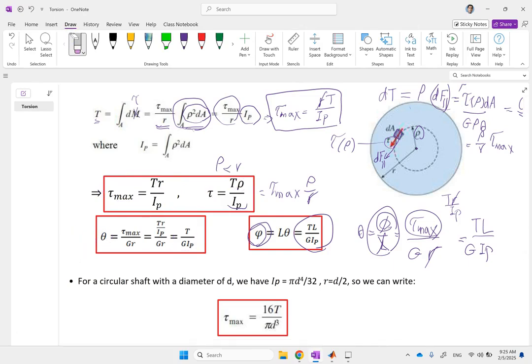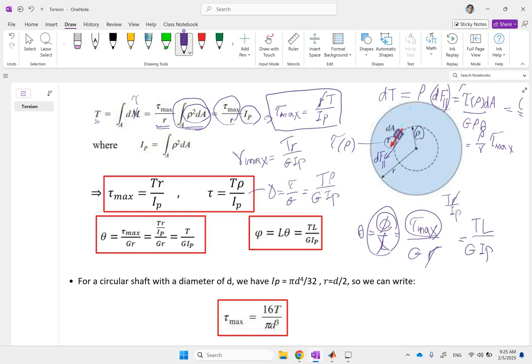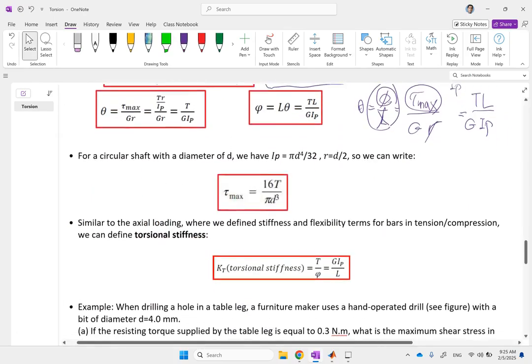Now, if somebody says, what is the shear strain, gamma? Well, all you need is to divide tau by what? By G. So clearly, if we want gamma, this is tau over G. So it is going to be T rho over GIP. Or if you want gamma max, clearly it's going to be TR over GIP. Right? So you can find the shear strain as well. So now that we have these formulas, let's go ahead and apply them to something.